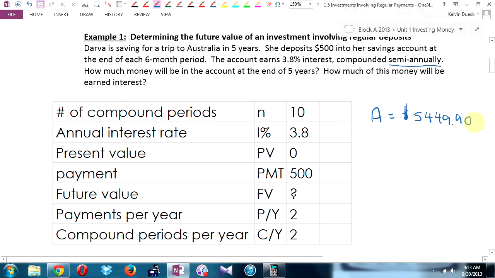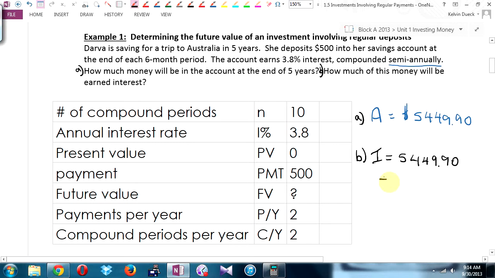Okay. Let's call that part A, and that is that right there. But there's also a part B right there. How much of this will be earned interest? How can I find the interest? Let's see. The final amount take away how much she put in.